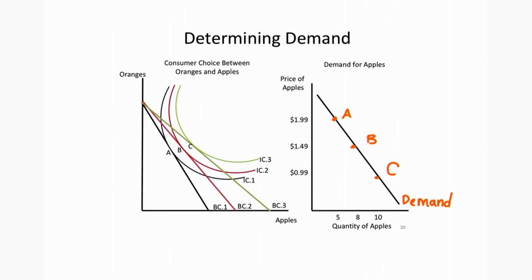So as you can see, the demand curve is directly related to the optimal consumption points that we derive when we look at the budget constraint and the indifference curves for a given consumer. So the demand curve is derived from the optimal consumption points for each consumer.